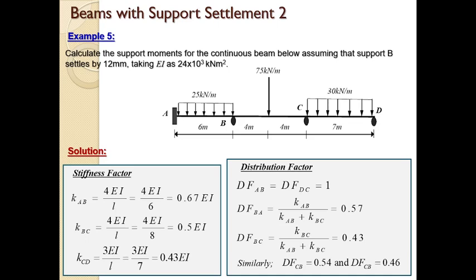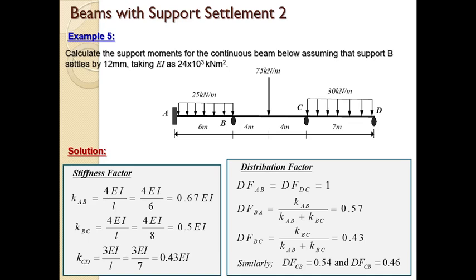So we are going to continue by solving this Example 5. Example 5 says calculate the support moments for the continuous beam below, assuming that support B settles by 12 mm. You have to take EI as 24 times 10 raised to power 3 kilonewton meter square. So this is the continuous beam. It is fixed at A and simply supported at D. But the major thing is that support B here settles by 12 millimeters.